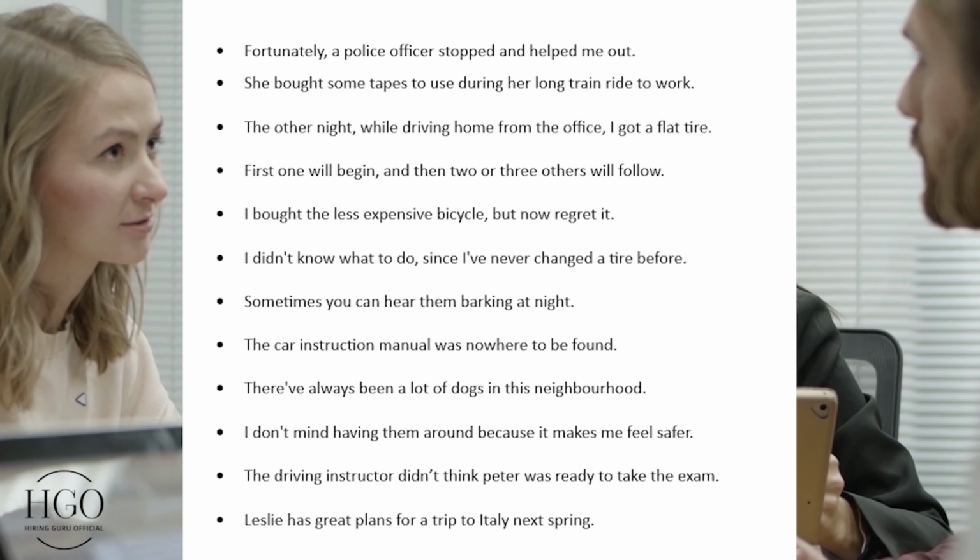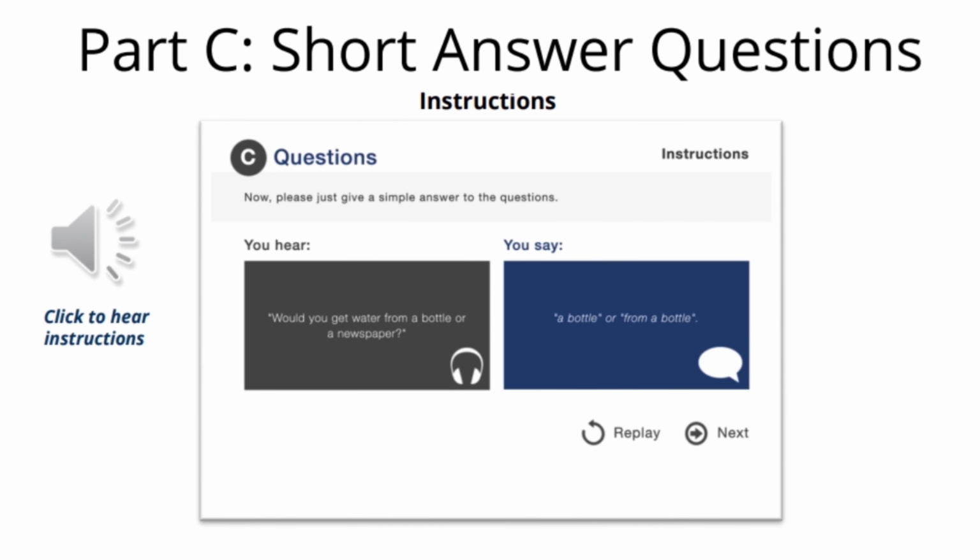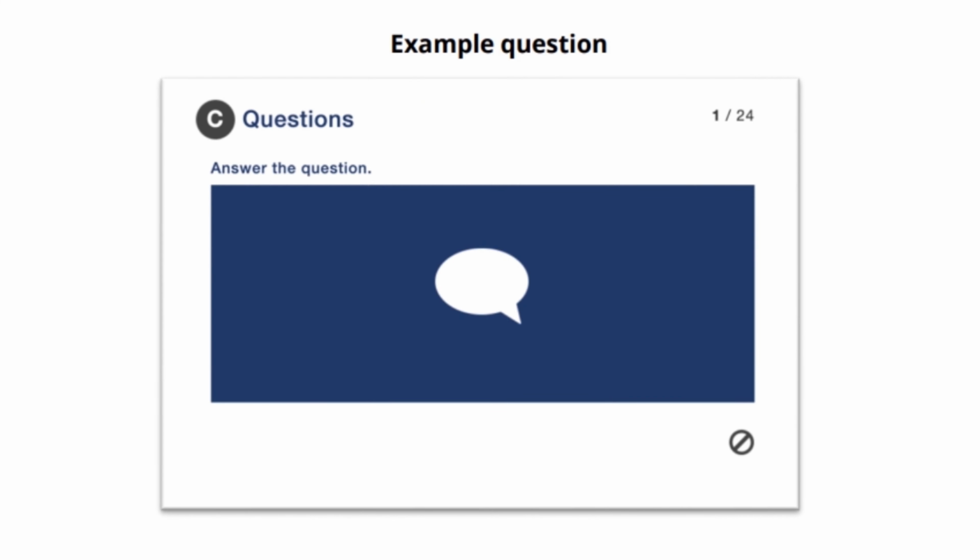Let's move on to our next section, Part C, Short Answer Question. You will hear a short question and you need to answer with a single word or a single phrase. For example, the machine will say, would you get water from a bottle or a newspaper? And you answer, from a bottle, or a bottle. Remember, you just need to say only one word and do not repeat the entire sentence.